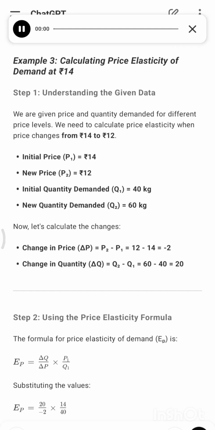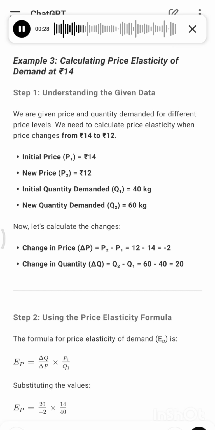Example 3. Calculating price elasticity of demand at 14. Step 1. Understanding the given data. We are given price and quantity demanded for different price levels. We need to calculate price elasticity when price changes from 14 to 12. Initial price P1 equals 14, new price P2 equals 12. Initial quantity demanded Q1 equals 40 kilograms, new quantity demanded Q2 equals 60 kilograms.